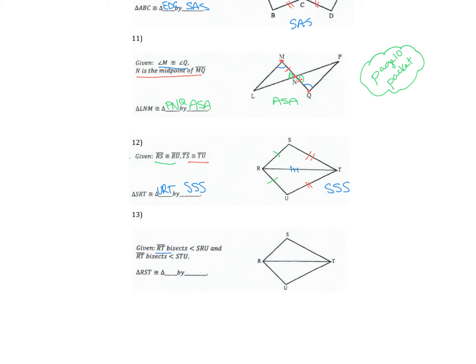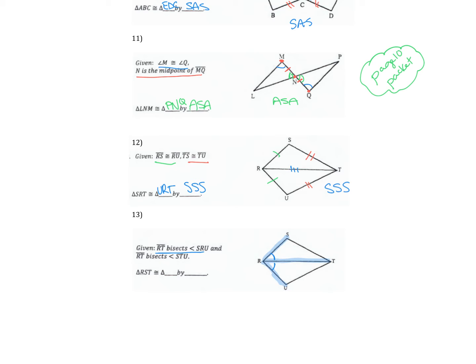So this part of the given tells me RT. Go get a visual. Where's my RT? Oh, that's this line right here. It's the bisector of angle SRU. Well, we've been talking in class: what does an angle bisector do? Just like a midpoint that splits a segment apart, an angle bisector splits an angle into two equal parts. So let's mark both sides with just a single arc.